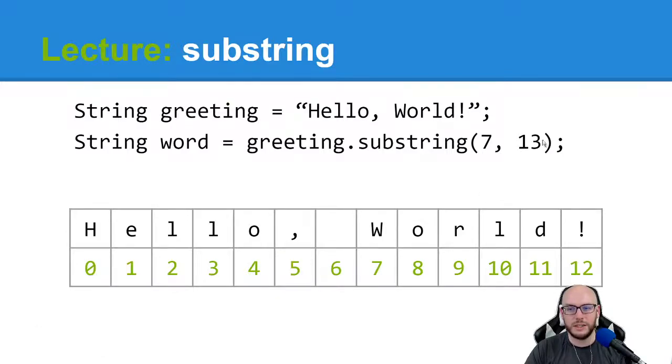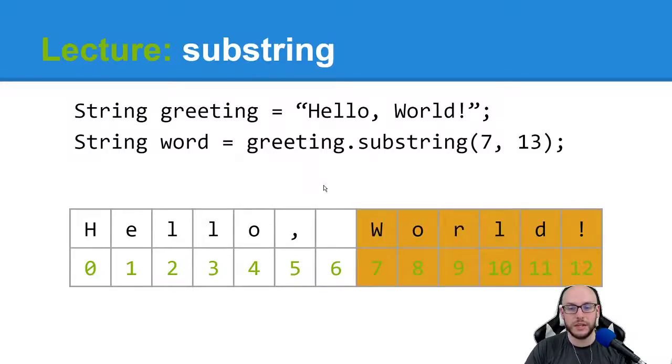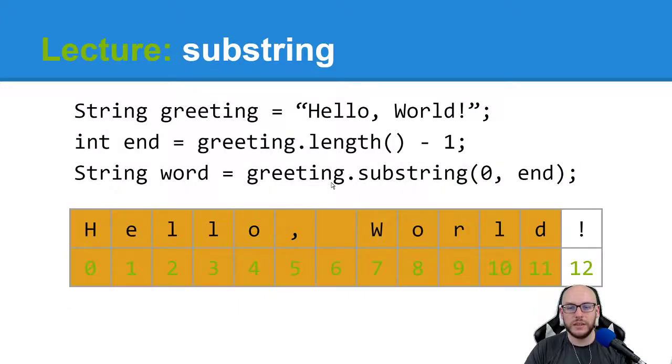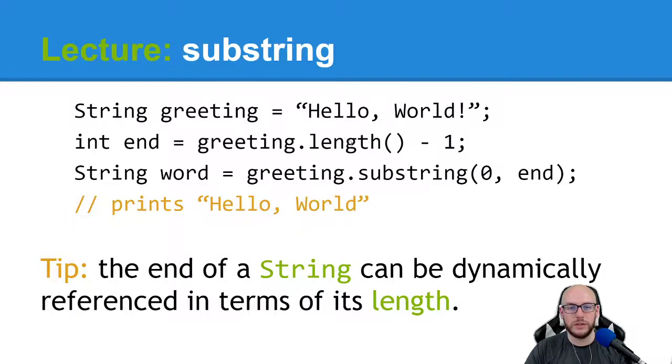Okay, 7 to 13. This is a difference of 6, so whatever string this is, it's going to have a length of 6. It's going to have 6 characters. Okay, so that's the gist of substring. Note that we can use length to dynamically reference the end. That's super important, especially when we don't know how long the string is. For instance, inside of our CodingBat methods that we've been writing.